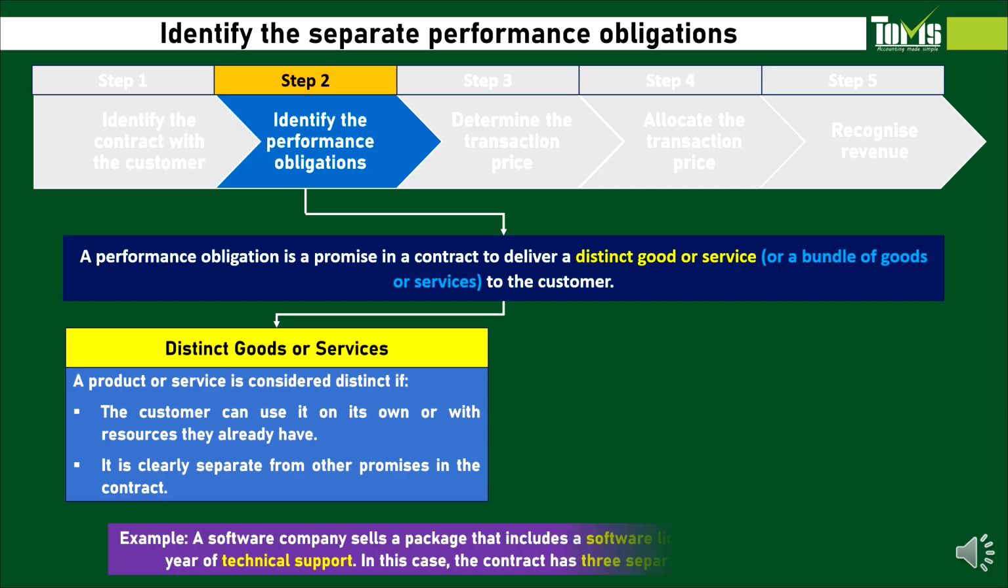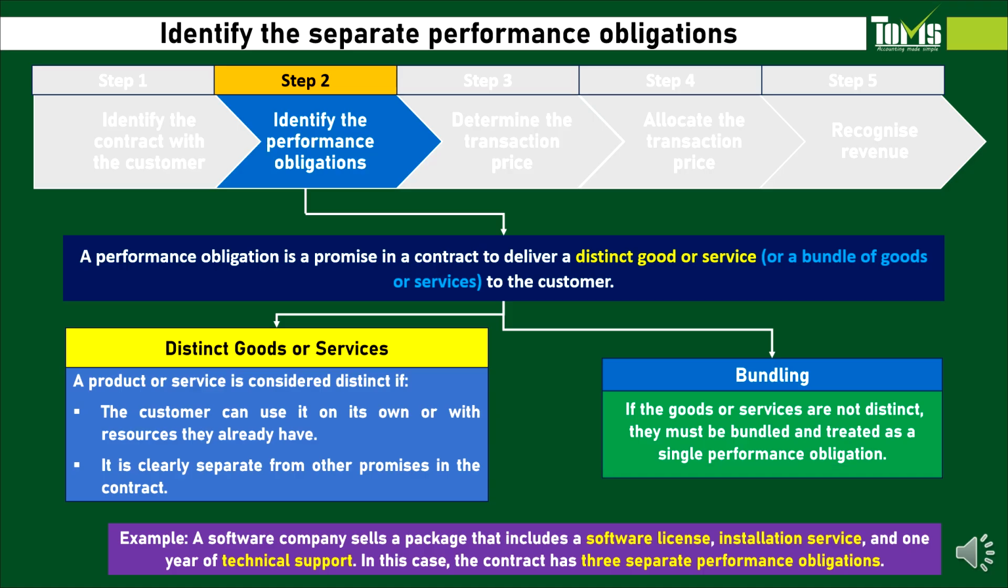Example: a software company sells a package that includes a software license, installation services, and 1 year of technical support. Here, there are 3 separate performance obligations because each one provides a distinct benefit to the customer. If a good or service isn't distinct, it must be bundled together and treated as a single performance obligation.